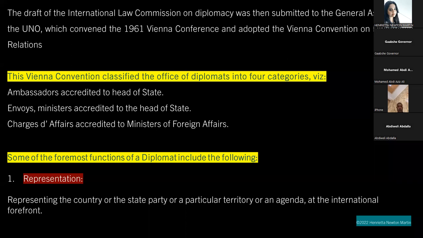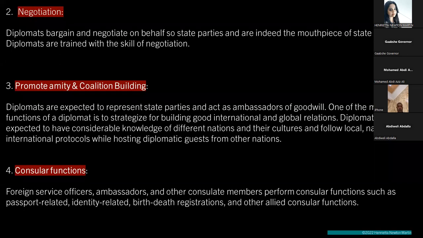Next is representation, representing the country or the state. One of the functions of a diplomat is, of course, to represent: representing the country or the state, party, or a particular territory or an agenda at an international forum. So that's one of the major roles of a diplomat.